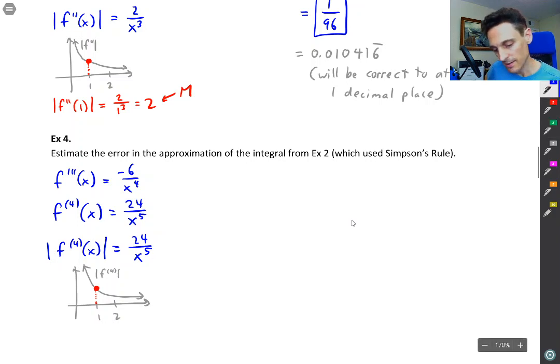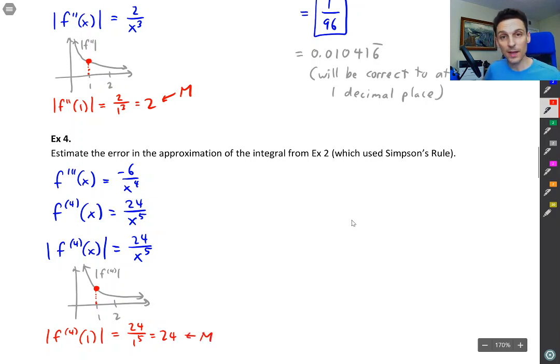So let's plug in then x equals 1 into the absolute value of the fourth derivative. And we get 24. So that's our M. It's our upper bound on the absolute value of the fourth derivative on our interval.